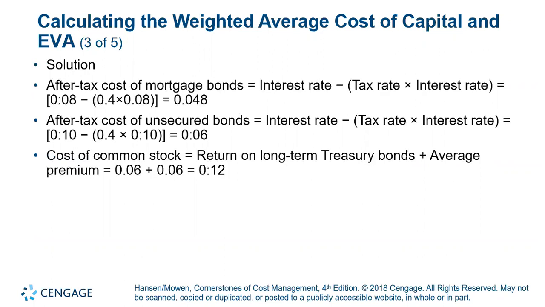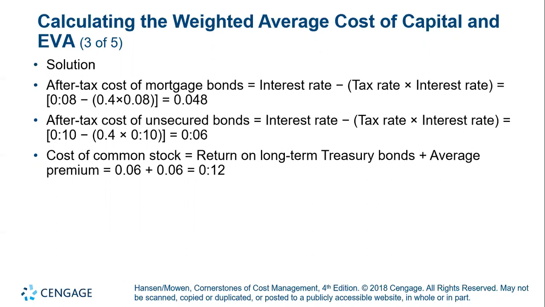It is the interest rate minus the tax rate times the interest rate. The interest rate on the bonds is 8%. Then we deduct 0.4 times 0.08. So you now get 0.048, the after-tax cost of mortgage bonds. So that is the interest rate minus the tax rate multiplied by the interest rate.